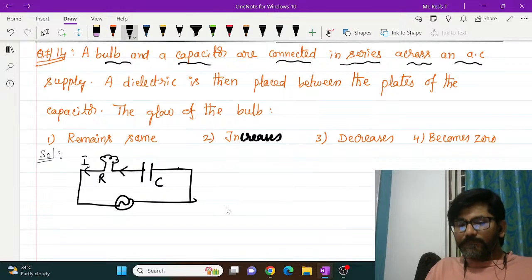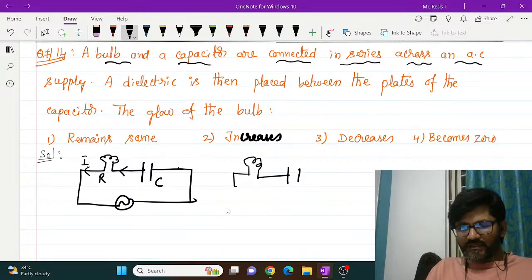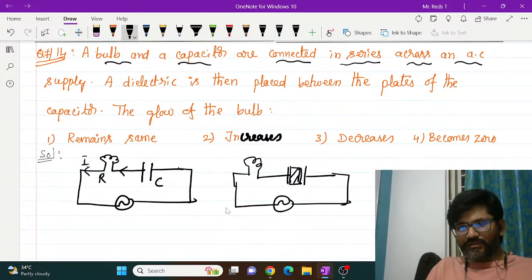Now, when a dielectric is introduced between the plates of the capacitor, what happens to the glow of the bulb? The capacitor is this, and here one dielectric slab is introduced, and it is connected to the same AC source. The source has some AC voltage V, and it has resistance R. Then what happens to the glow of the bulb?